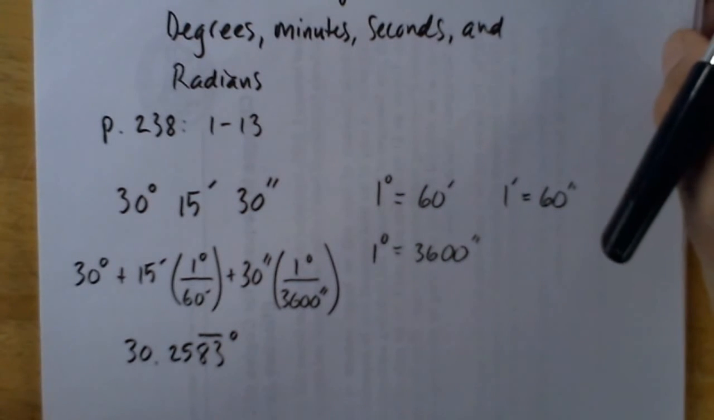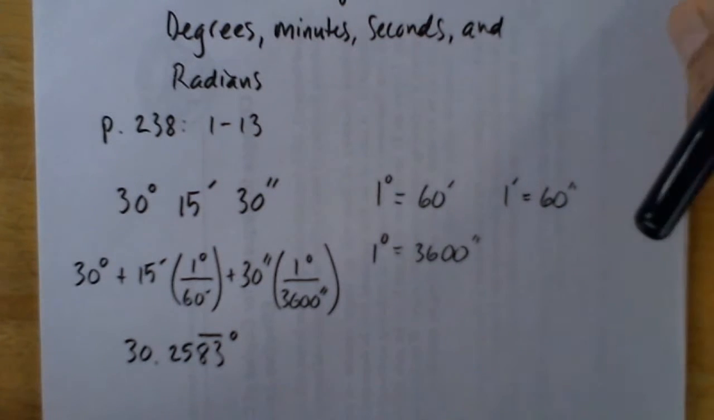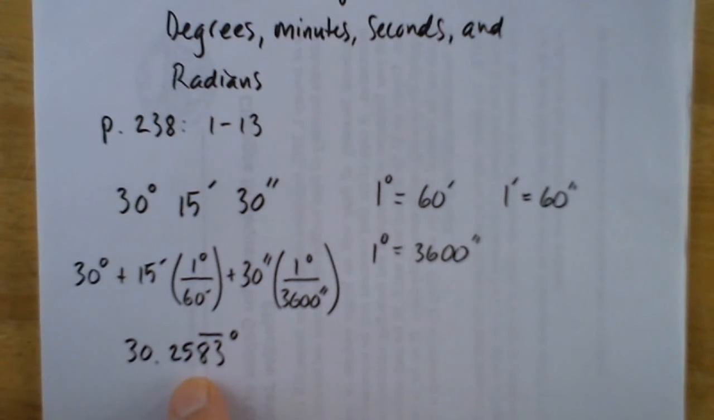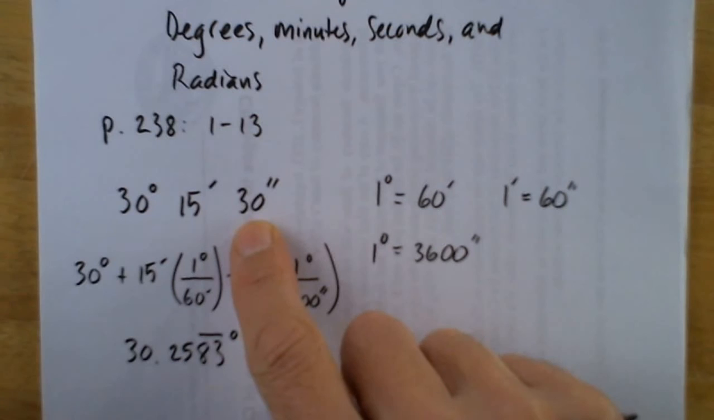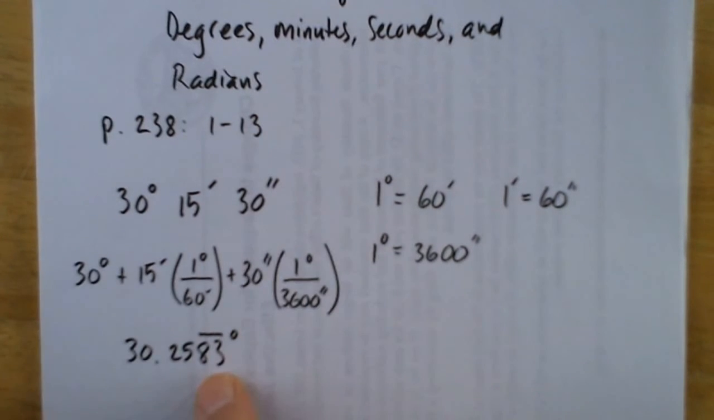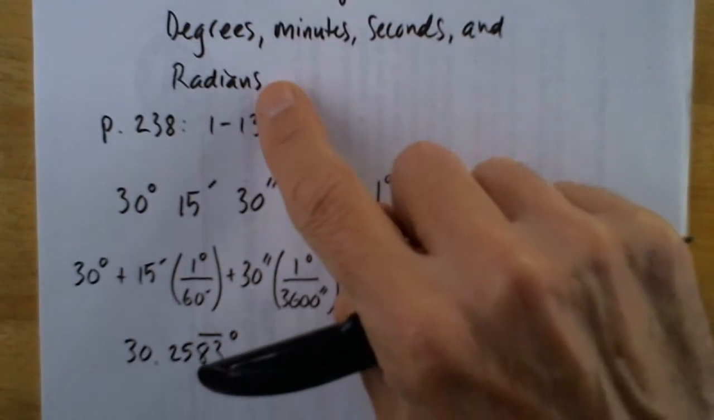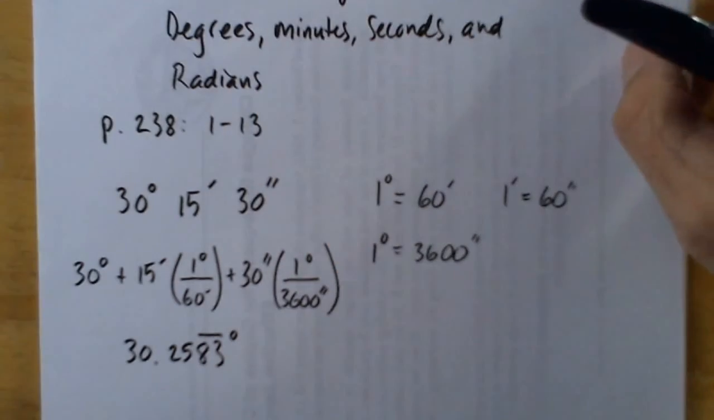Okay, so that's degrees, minutes, and seconds. We can convert between a decimal to degrees, minutes, and seconds, or we can go degrees, minutes, and seconds back to a decimal. And then afterwards we'll introduce radians.